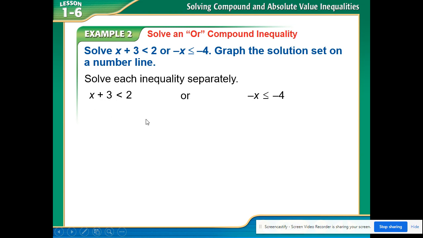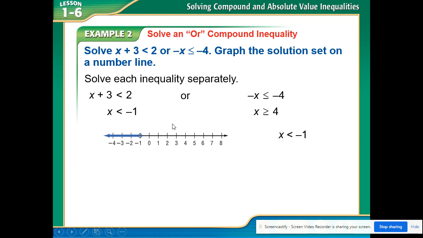We have x plus 3 is less than 2 and negative x is less than -4. So we subtract 3 and we get less than -1. And over here we have to divide by -1, and since we're dividing by -1, we do have to flip the sign. Make sure that you do that. So x is less than negative 1 is this way.